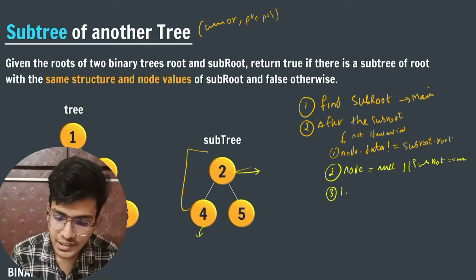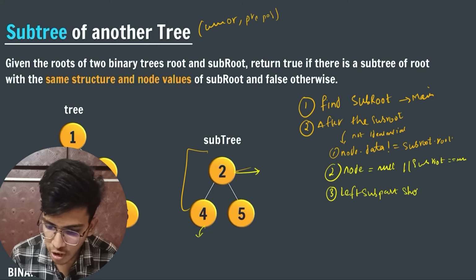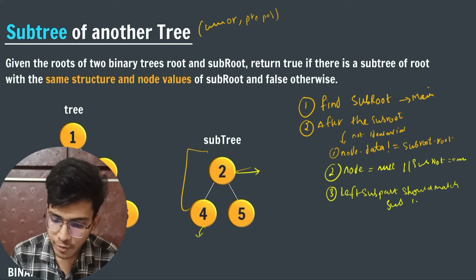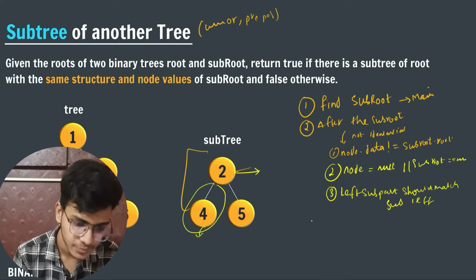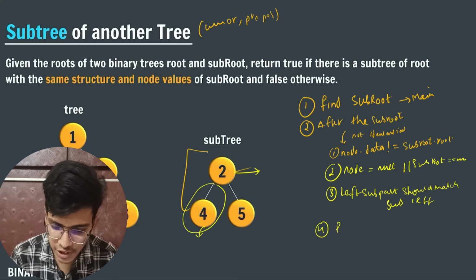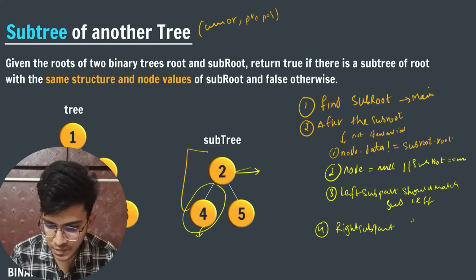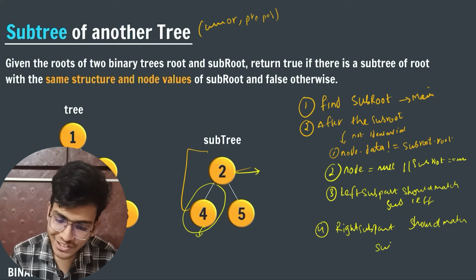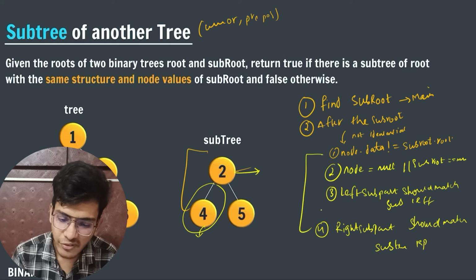If my subtree is itself null, then I will return false. And the third condition is the left subpart in the main tree should match with the subtree left part, right? This particular part should match with this part. And the fourth condition is the right subpart in the main tree should match with the subtree right part. So these are the 4 conditions.